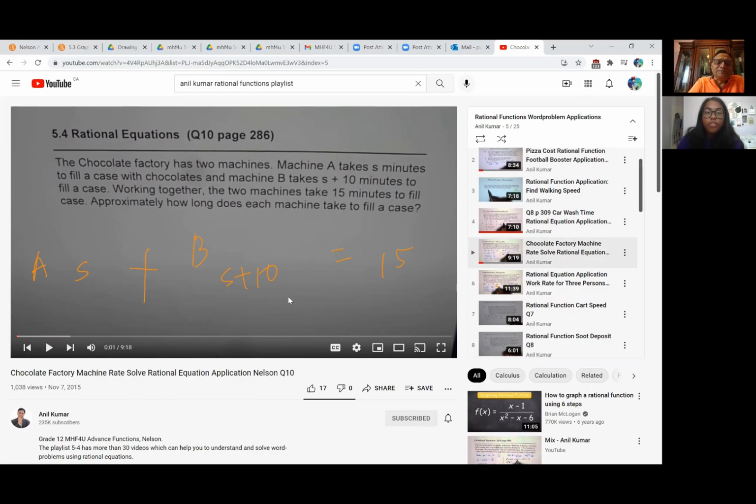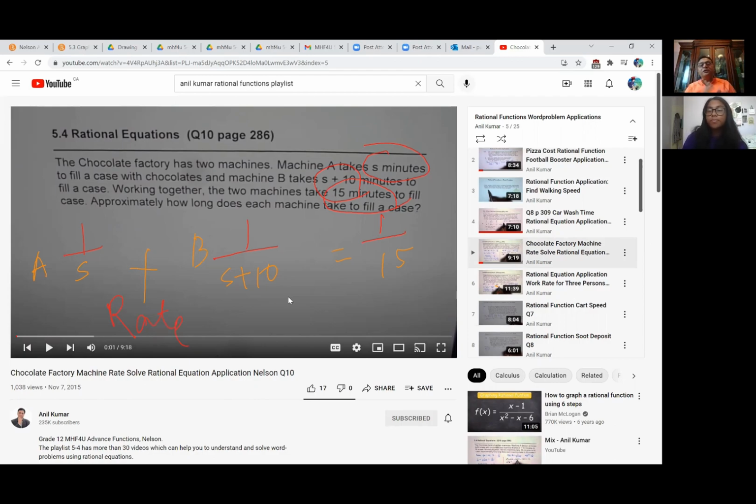So the first machine takes S minutes, and machine B takes S plus 10 minutes to fill a case. And together it is 15 minutes, so it would be 1 over 15. We are talking about rate, right? In 1 unit of time, how much work is done? The total job takes 15 minutes, so in 1 minute, 1 over 15. So when they work together, 1 over S plus 1 over S plus 10 equals 1 over 15. Simple equation to solve. S is the only unknown. You can solve it.